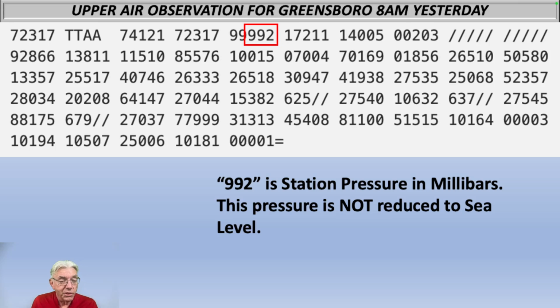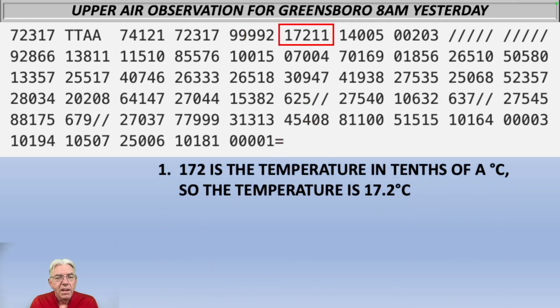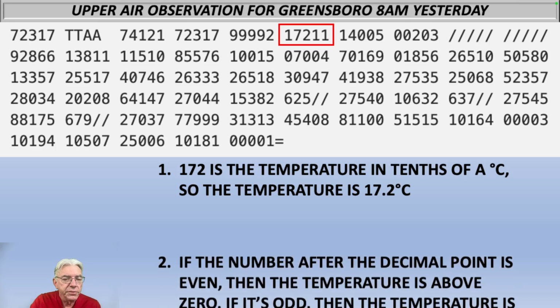And we want to know where the weather systems are, so we have to establish a standard by which all of these observations, no matter what elevation they have, are going to meet, okay? And that tells us where the actual highs and lows are. Okay. The 172 is the temperature in tenths of a degree Celsius. So the temperature is 17.2 degrees Celsius, which is about 63.